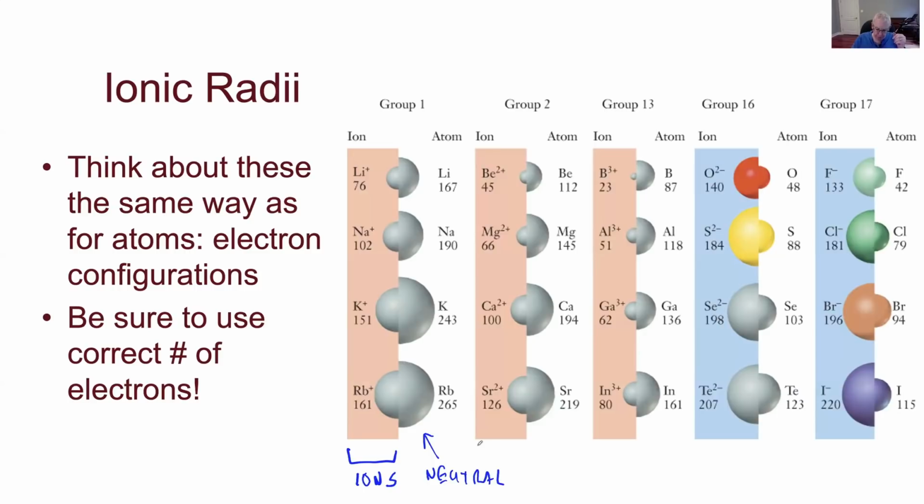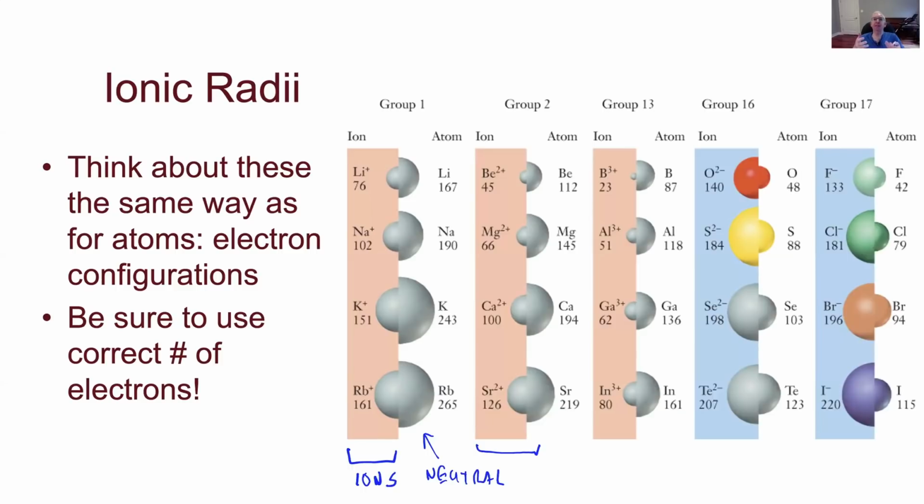Group 2, I'm taking out 2 electrons starting from something that ended in s2. I take out both of those s electrons, and again, I get a much smaller ion. Go to the right-hand side, look at the anions, negative charges. Every single one of those, when I put the extra electrons in, gets bigger than the neutral atom, okay?